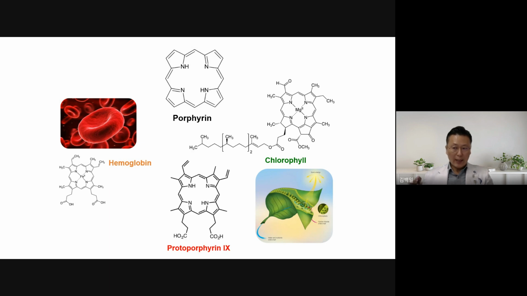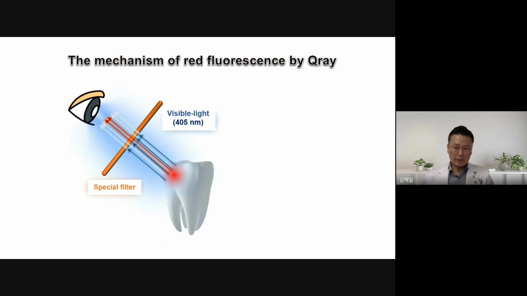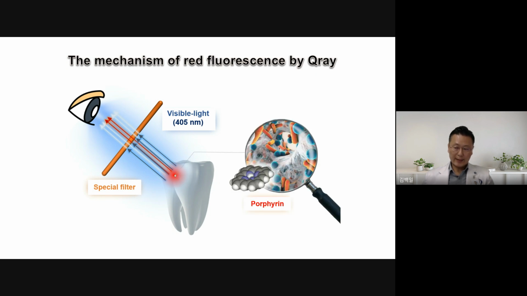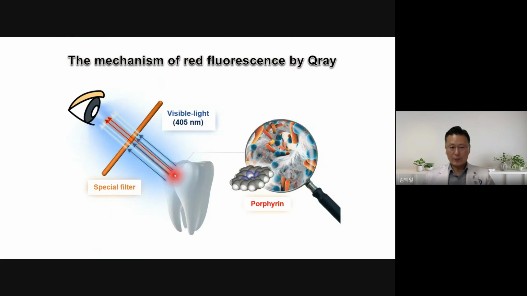Interestingly, bacteria also produce a similar porphyrin structure, such as protoporphyrin 9. The center part is empty. So this is a very interesting porphyrin structure. If we irradiate 405 nm blue wavelength light to our mouth, we can detect the bacterial porphyrin. Then we can see some strong red color from the biofilm.